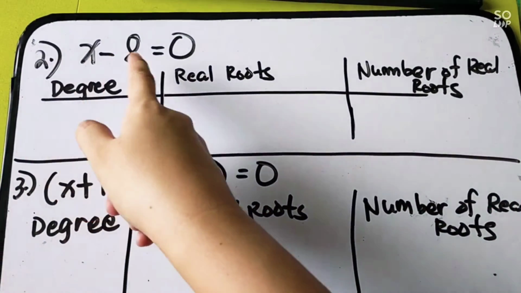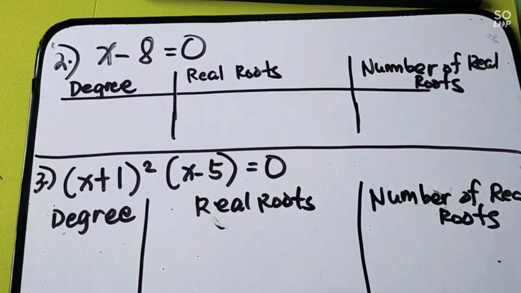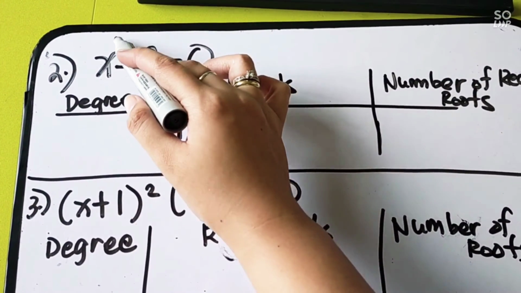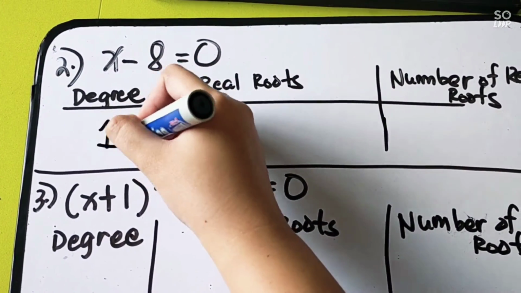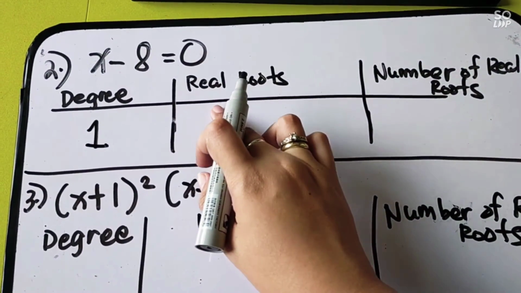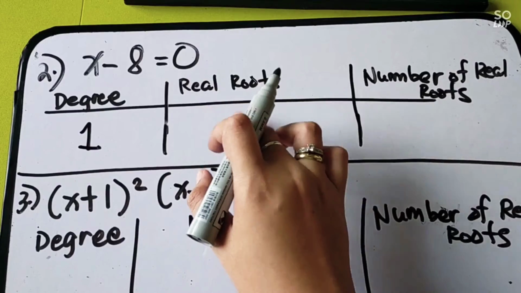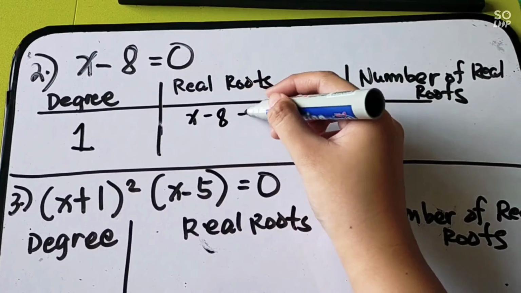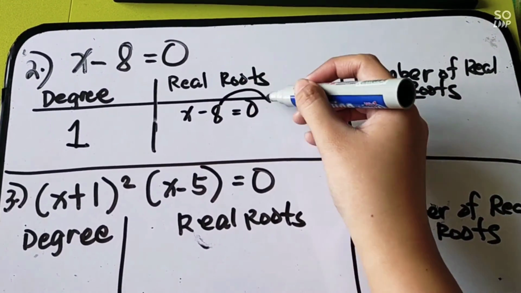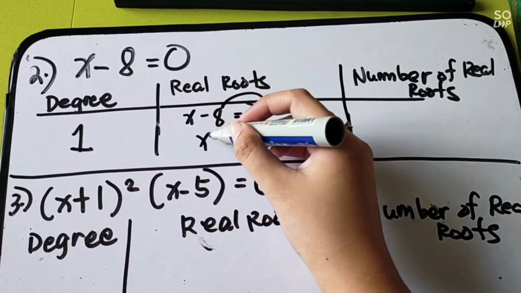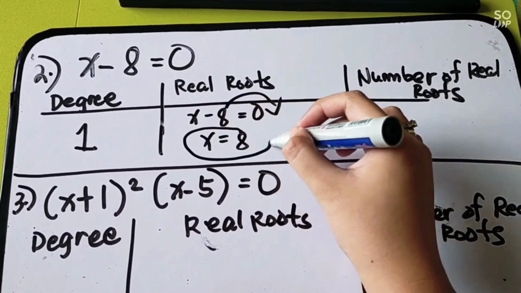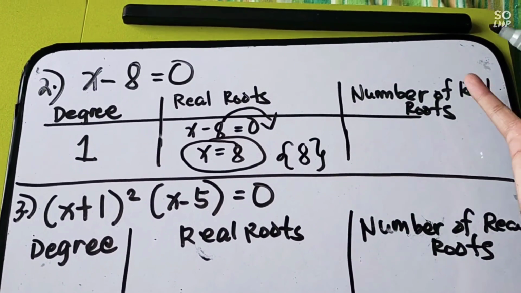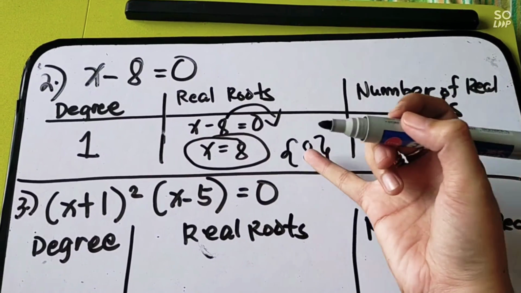Number 2. X minus 8 equals 0. Let us find the degree. What is the degree? The highest exponent here of the variable is 1. So, therefore, our degree is 1. Next, real roots. So, kung ang degree natin ay 1, therefore, ang x lang natin, isa lang ang magiging sagot. So, we have x minus 8 equals 0. For us to solve for x, just use transposition. So, x is equal to positive 8. So, that is our real root. So, we have here 8. Next, number of real roots. Ilan? We have 1.